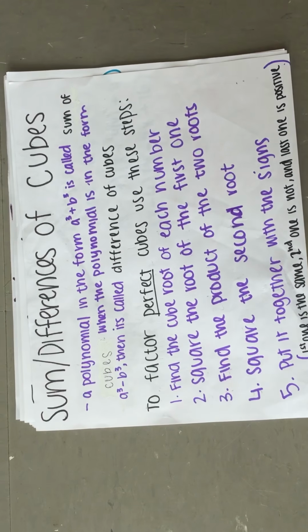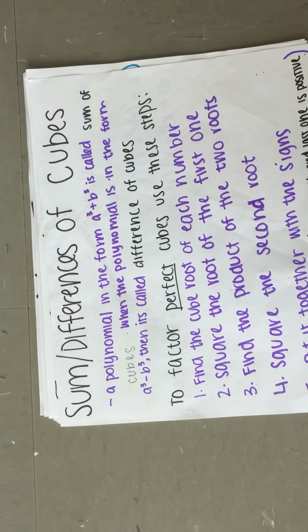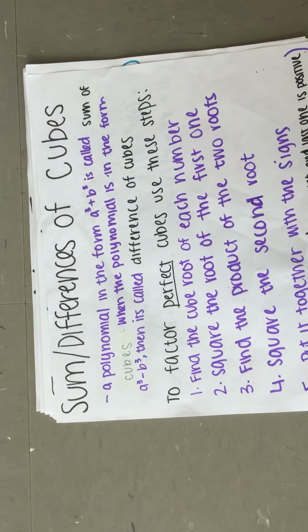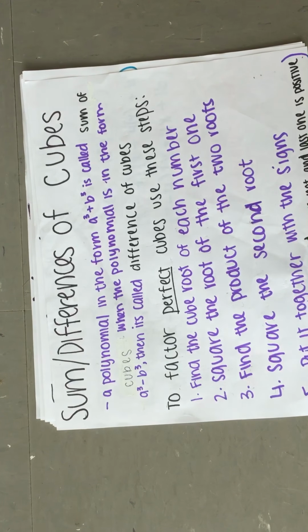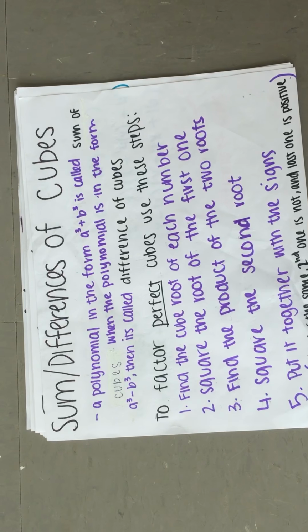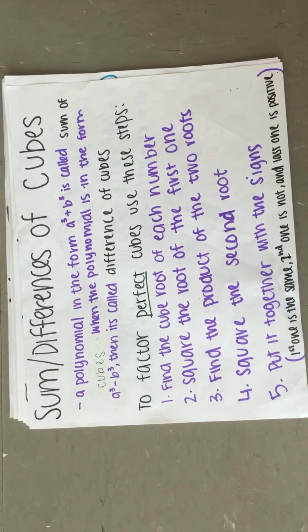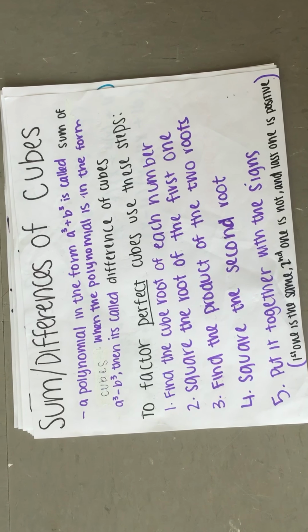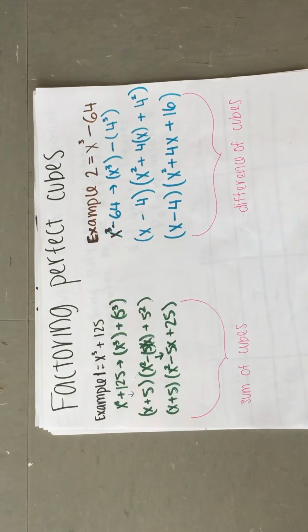Sum and difference of cubes. A polynomial in the form a cubed plus b cubed is called sum of cubes. When the polynomial is in the form a cubed minus b cubed, then it's called difference of cubes. To factor, first find the cube root of each number, square the root of the first one, find the product of the two roots, square the second root, put it together with the signs. The first sign is the same, the second one is not, and the last one is positive.